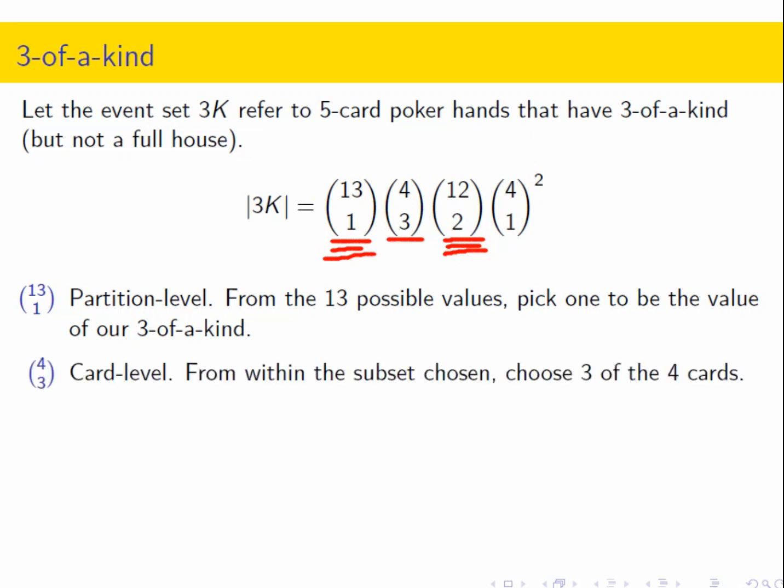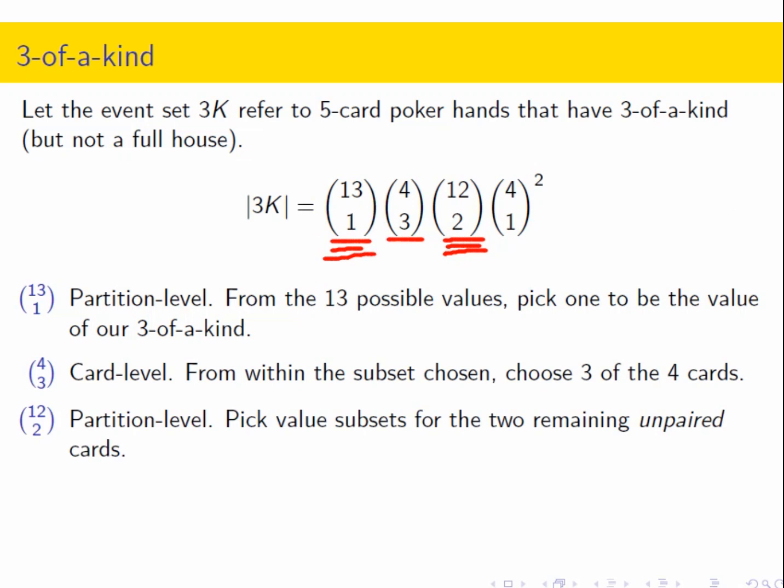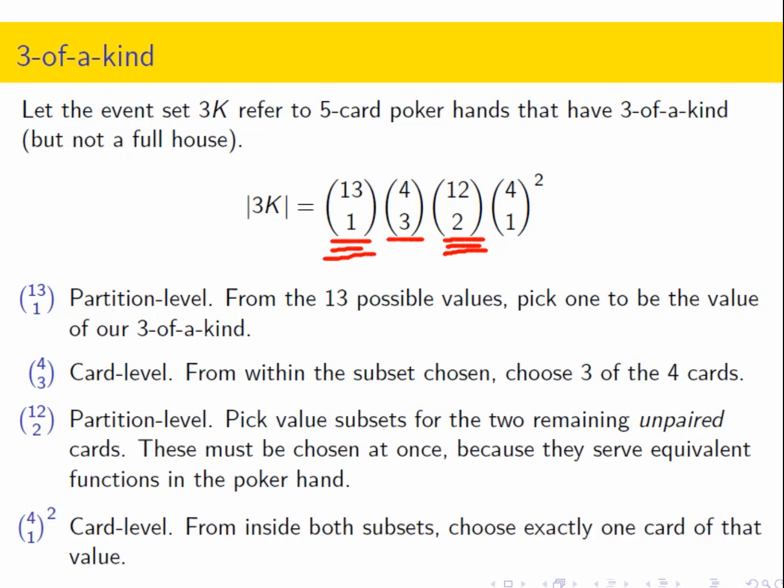So the 4 choose 3 is at the card level, picks 3 cards to be in my hand. 12 choose 2 is back at the partition level, figuring out which values are going to be in my hand. And then the 4 choose 1 squared, that's going back in and getting the last 2 cards to be in my hand. So I hope this is starting to make sense. These partitions are really powerful, and these poker hands are really a great way to learn.